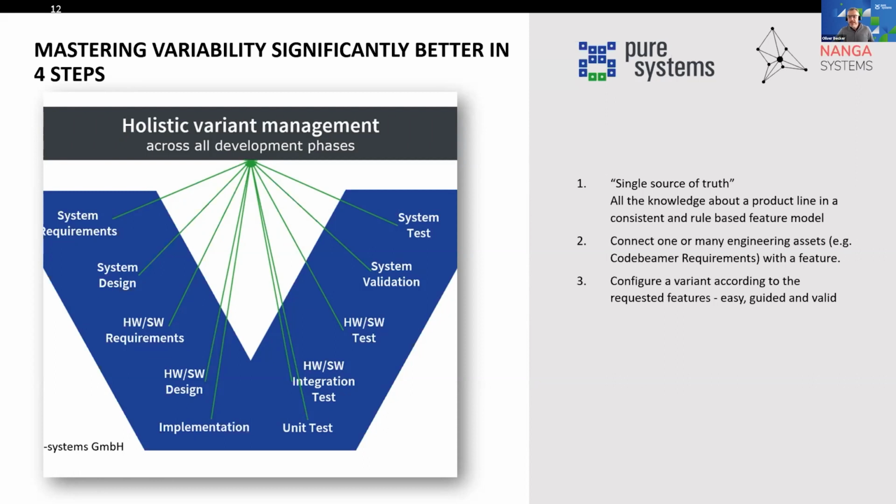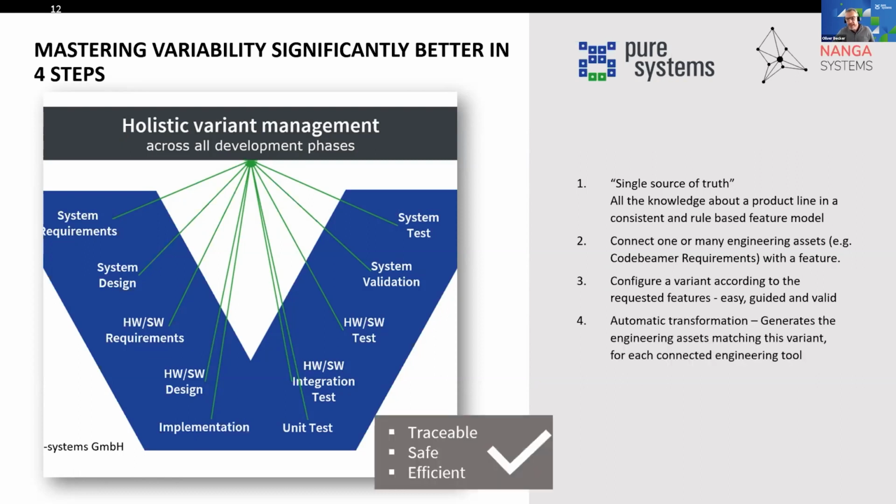In step number 3 now, someone has a really nice front end, and this person is able to configure a variant out of this product line feature model. So we have the 150% feature model, and out of this 150% feature model, we can generate a particular product which exactly fits our requirements. And in the last step now, we press the button, and then we get automatically out of this variant the suitable requirements catalog in Codebeamer.